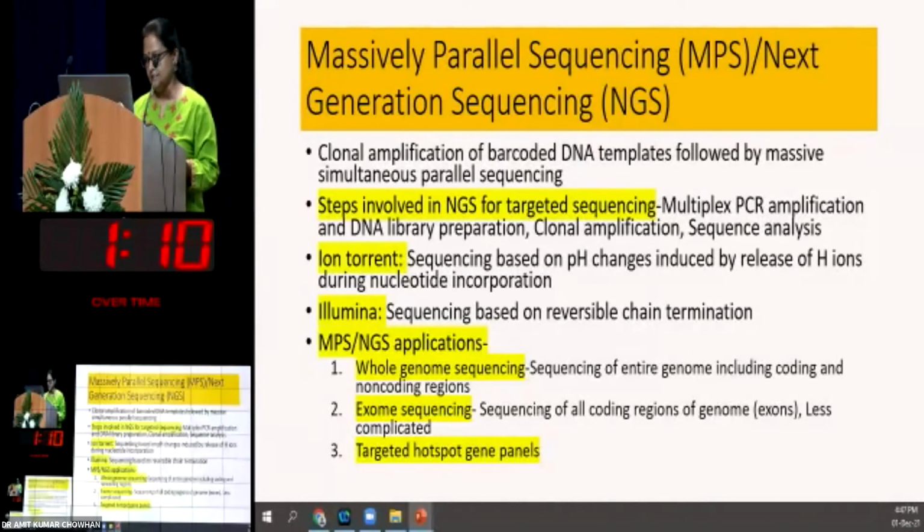Vandita, you will have to possibly hurry up. Yeah, Ion Torrent and Illumina. Ma'am, just a minute.